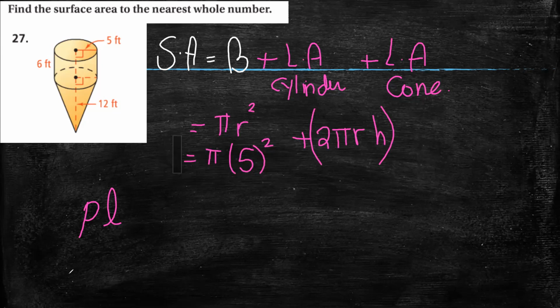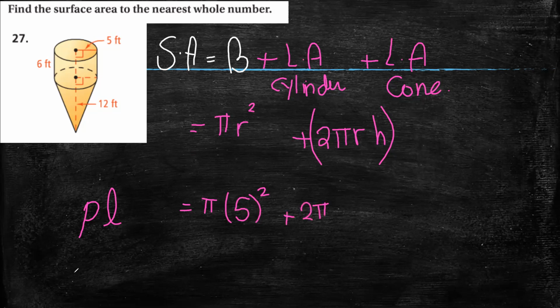Wait, are we doing the cylinder or the cone? This is for the cylinder. So plus 2 pi times the radius, which is 5. Now what is the height? Look here. This is the height, or this is the height. They are the same, so I choose 6. Plus the lateral area of the cone. It is pi times r times the slant height.